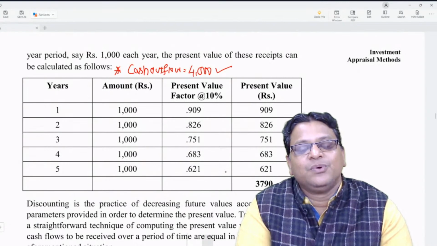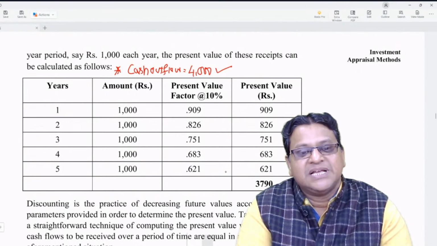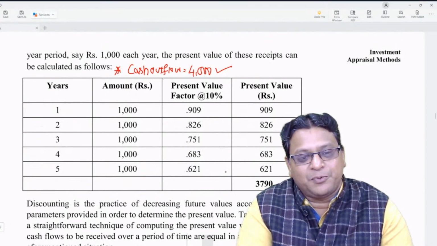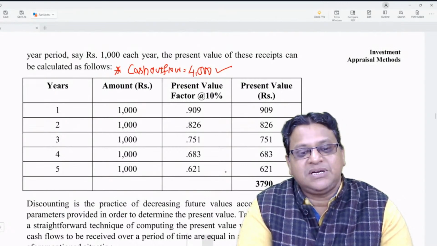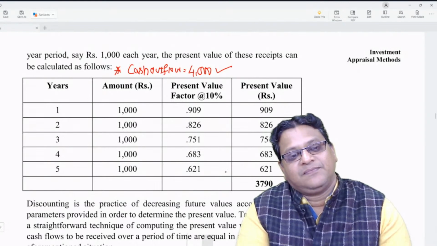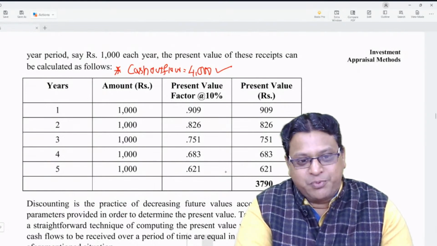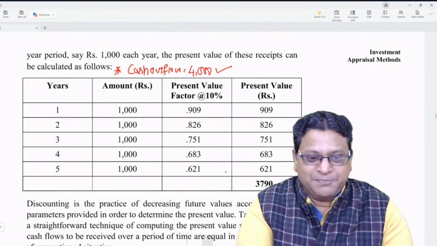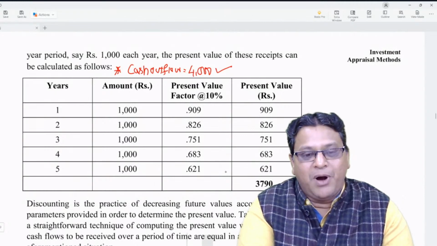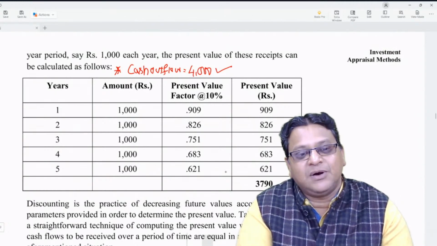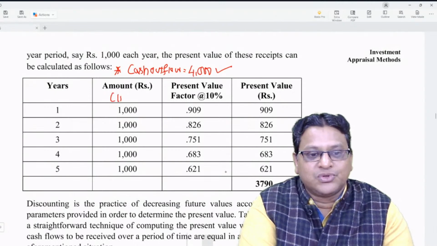In the first year, we will generate an inflow of 1,000. Second year, we will generate an inflow of 1,000. Third year, 1,000. Fourth year, 1,000. Fifth year, 1,000. The outflow of the project is 4,000, and in each of the 5 years, we generate an amount equal to 1,000, that is inflows.